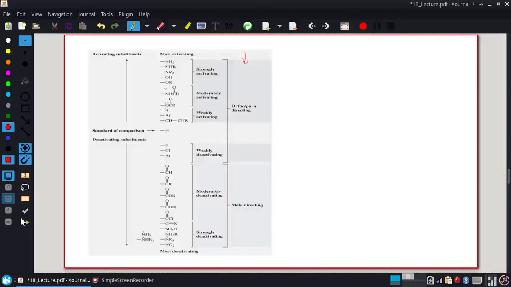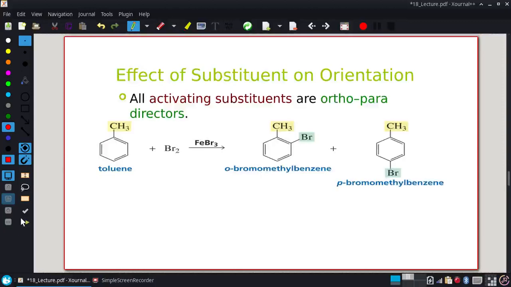And we will see that we consider all of our activators ortho-para directors. And that's the case. If you have an activator on a ring, our ortho and para locations are where the substitutions are going to occur.